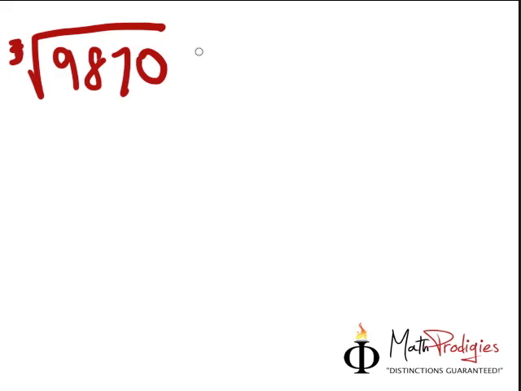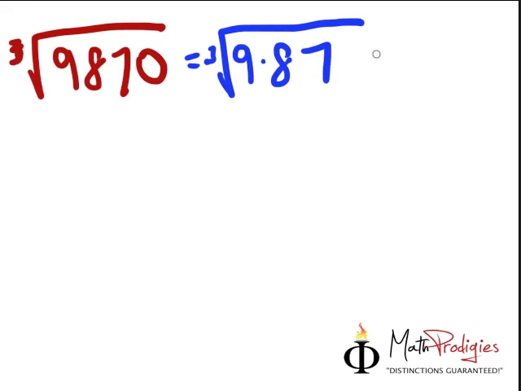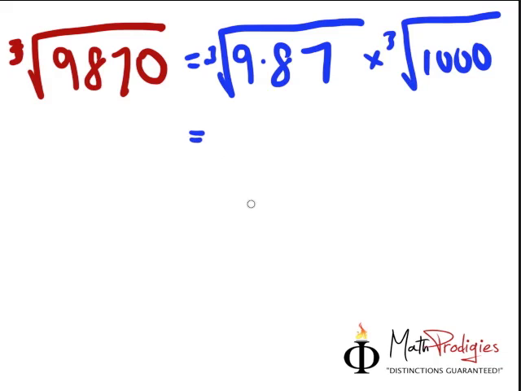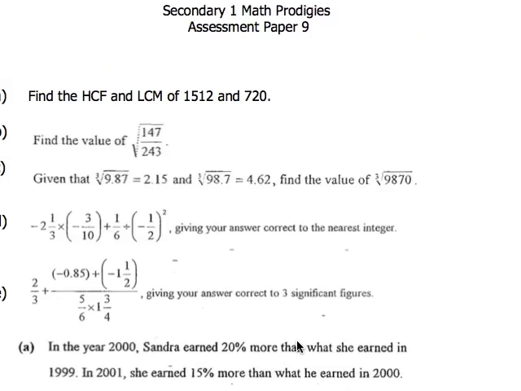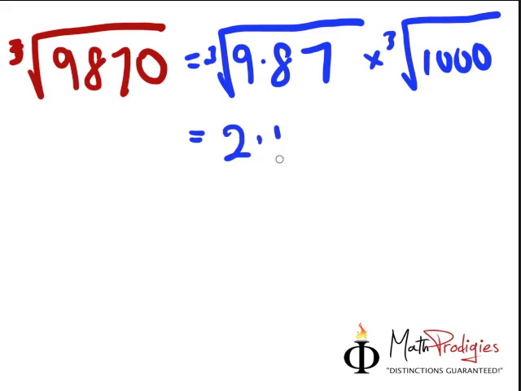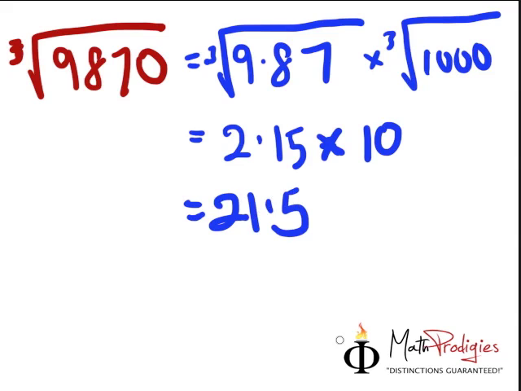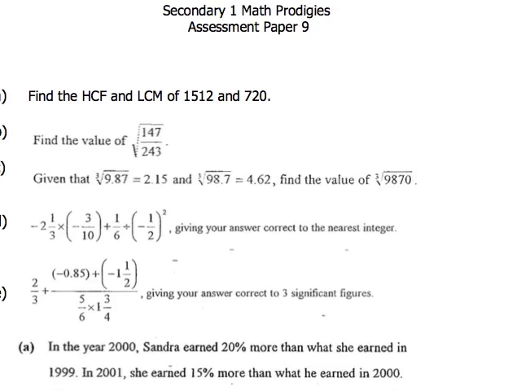So it's actually the same as saying cube root 9.87 times what? 9.87 times 1000. So you move 1, 2, 3 places, yes, that's what you get. So cube root 9.87, what do we get? We have 2.15. And what is cube root 1000? We have 10 times 10 times 10. Therefore, the answer is 2.15 times 10 gives you 21.5. And that is the answer. Alright, good job. Let's move on to part D.